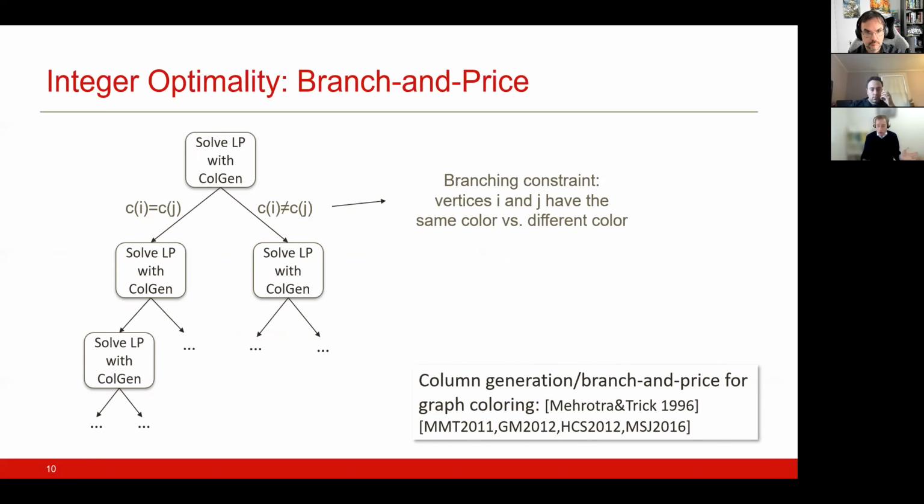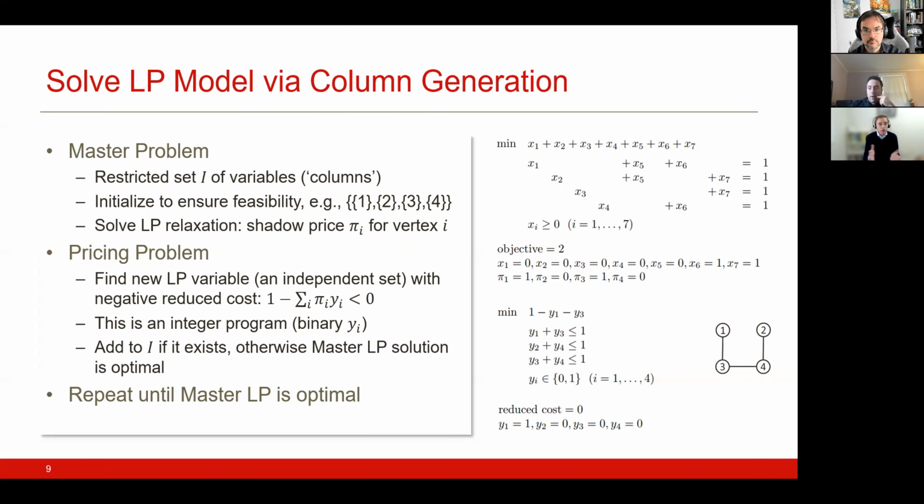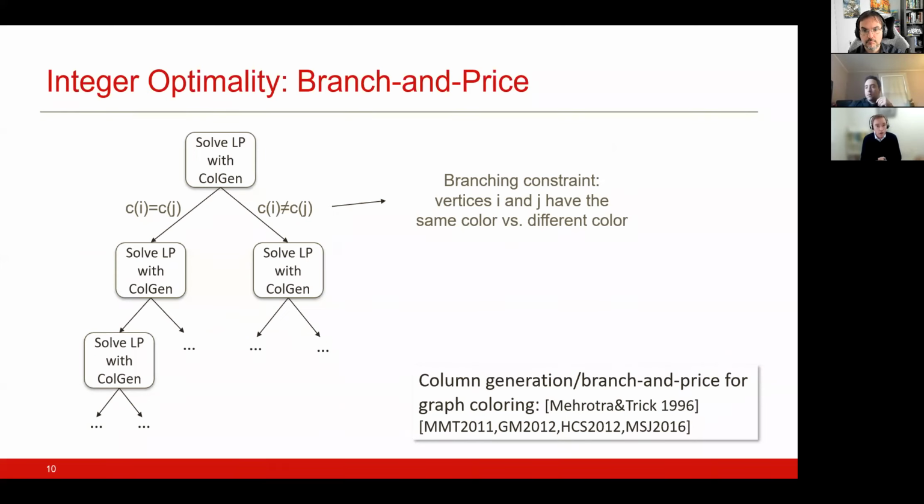In this case, we saw, of course, we had an optimal integer solution because it's so simple. But normally you get a fractional solution and you have to embed it into a branch and price. This is not very straightforward. And in many cases, you have to be very careful in how to do the branching. In this case, you can say two nodes get the same color or they don't get the same color. And these branching constraints have to be reflected in the pricing problem.